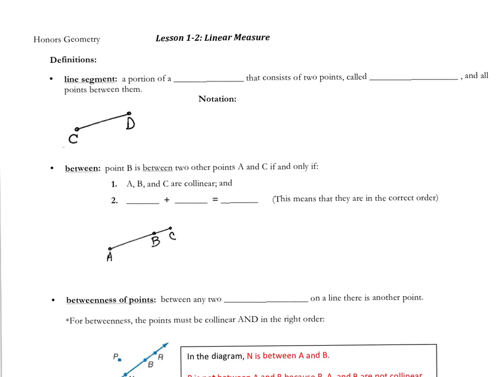This is lesson 1-2 in geometry about linear measure. There will be some basic terminology, some new definitions, and a few examples of problems that are new to you in geometry. So first of all, a line segment.